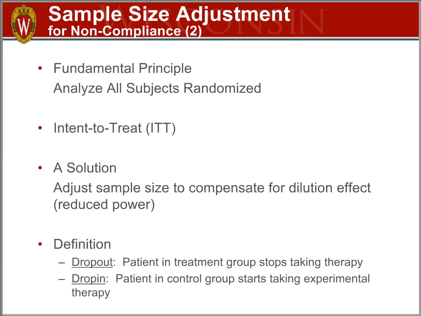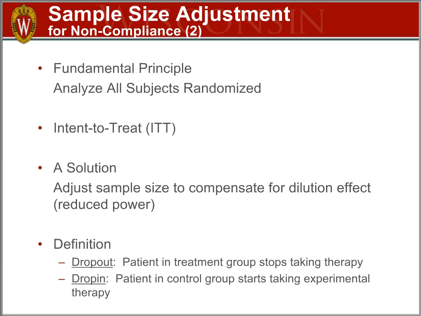The dropout is a patient who was assigned to the treatment arm, even if it's in a blinded fashion, and stops taking the study medication. So they're not getting the benefit of the therapy that they might have. The drop-in patient, less common but nevertheless still a factor, is that the patient in the control arm may actually, through alternative means, be able to start taking experimental therapy.